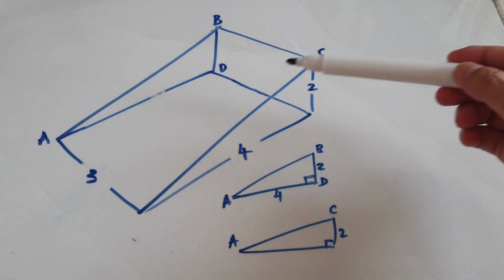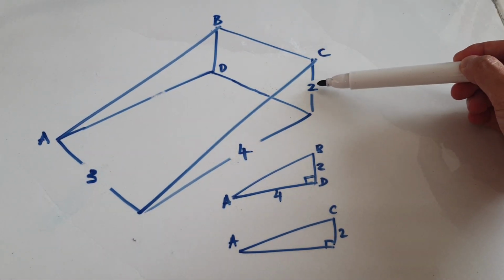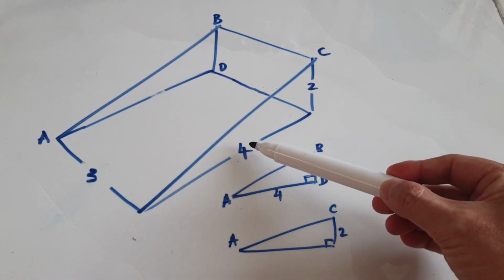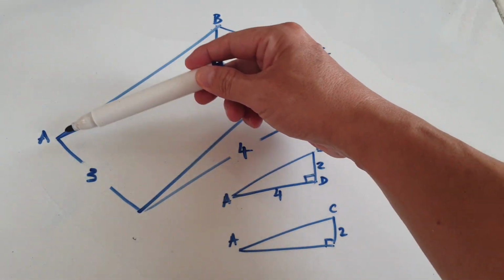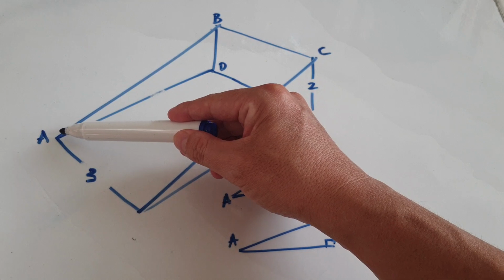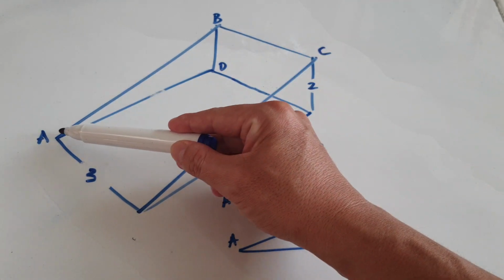So let's say you've got a ramp here where the vertical height is 2, the length here is 4, and this length here is 3. So imagine you've got a bike and you're trying to cycle up this ramp.